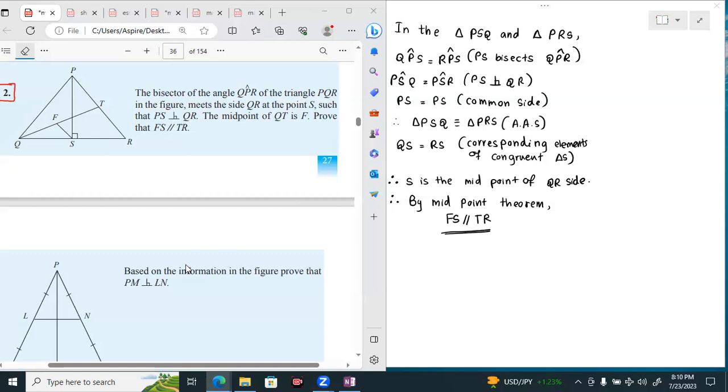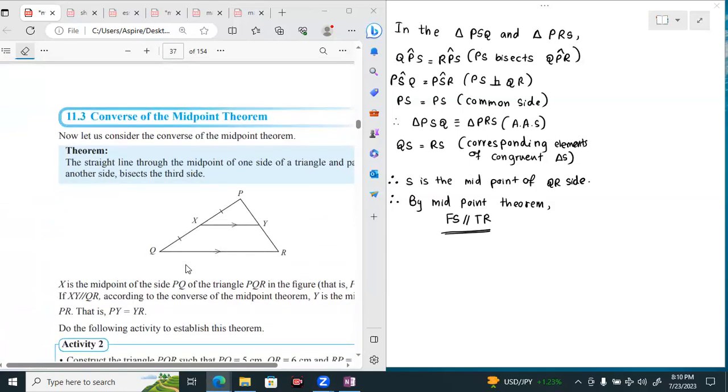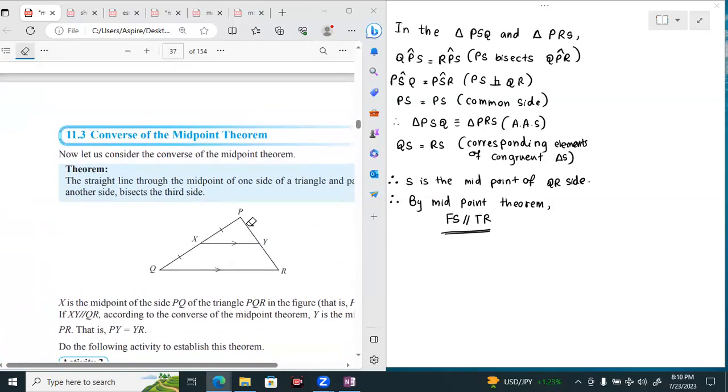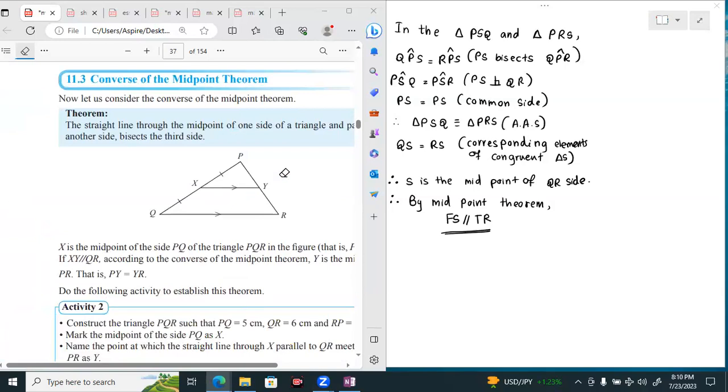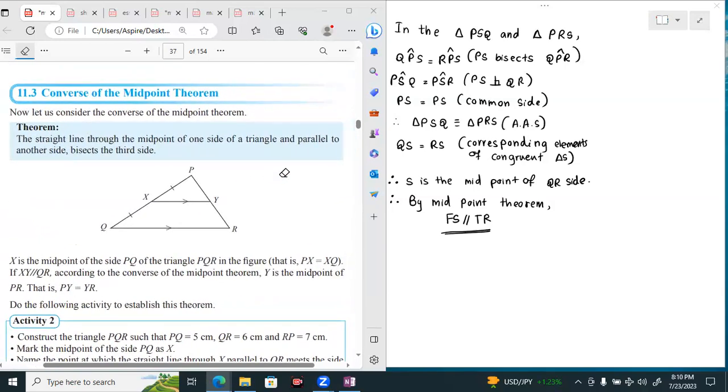Those who have finished the writing, we have to do more proofs, but before that I will move to the converse of the midpoint theorem also, because then you will be able to do the given tutorials.